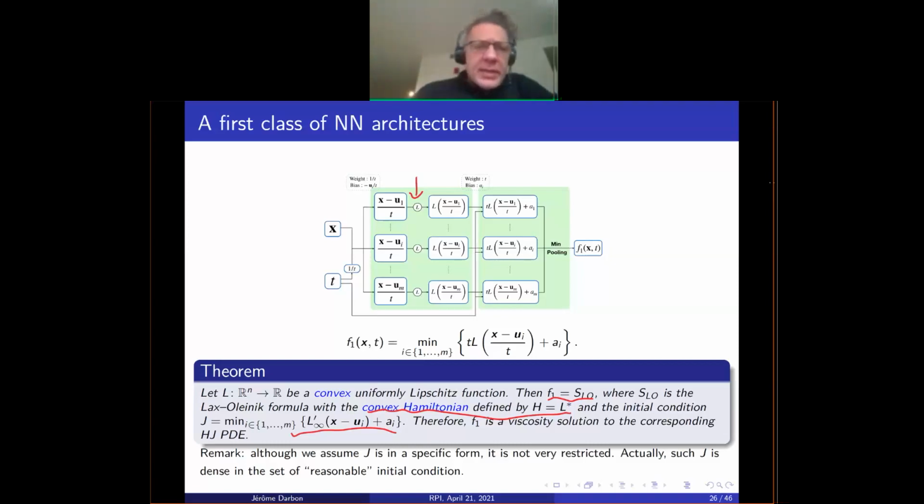So here is a technical remark. Although we assume J to be in the following form, it's in practice not so restricted, because you can show that such J are dense in a set of what we call reasonable initial conditions. I refer to the paper that I will give you in a few minutes for the details of what we mean by that.